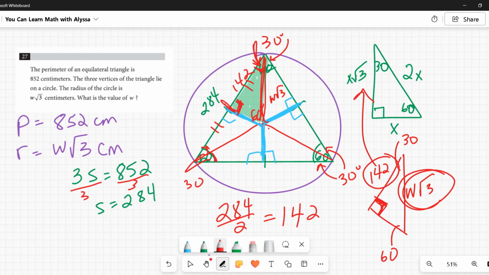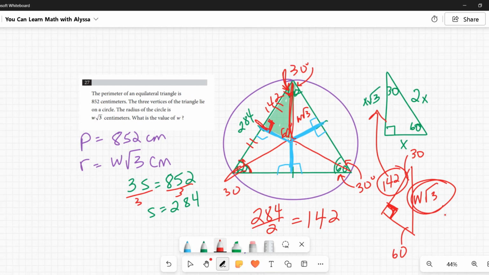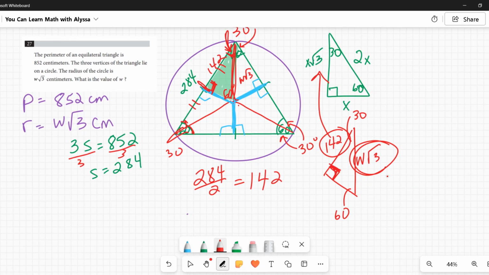All right, so that 142 is x square root of 3. So I need to solve for x. Well, let's do that then. So we'll say this over here, that x times the square root of 3 is equal to 142. I need to undo what's been done to x.